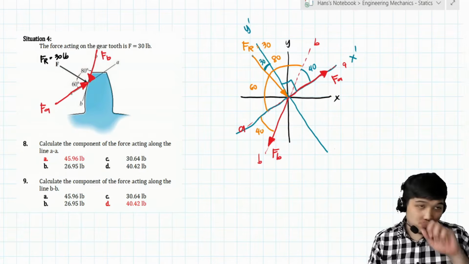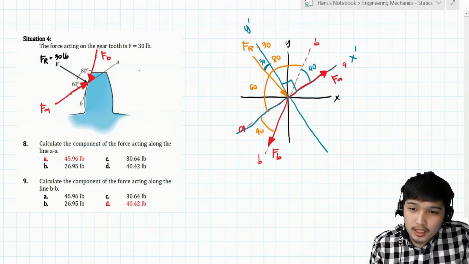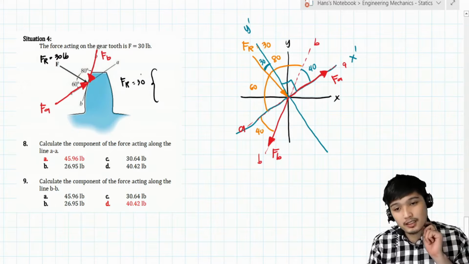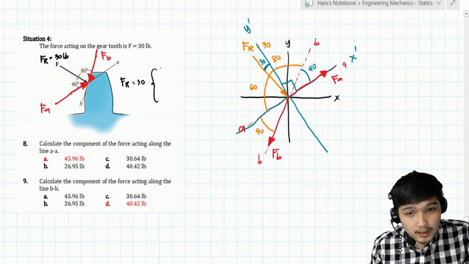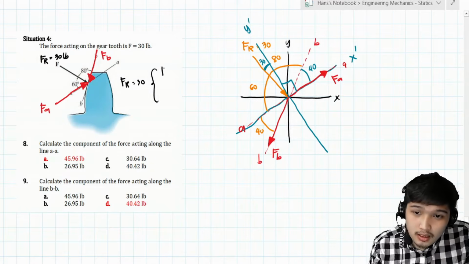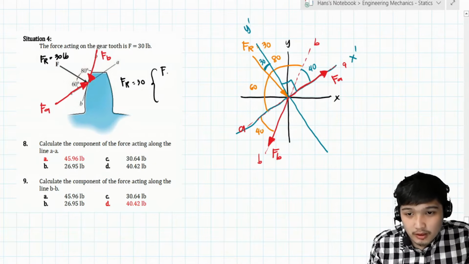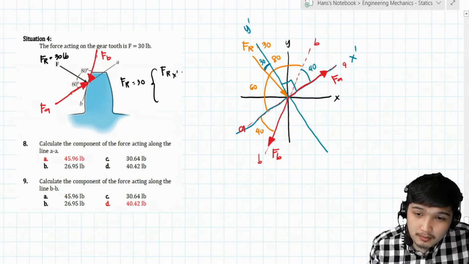Okay? So now, what we will do with the FR is get its components first. Di ba we said FR is 30. We will get its components, but not in the global x and y axes, but in the local x prime and y prime axes. So class, what is the x prime component of the resultant force? So FR x prime.